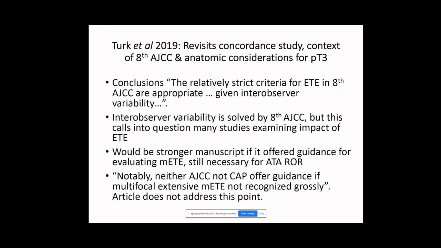It does, of course, call into question many studies that have examined the impact of ETE. However, bear in mind that you can't really use the Sioux study for comparison with this very low concordance rate, because the Sioux study does not really replicate what happens in real life among pathologists. Now, the Turk study would be a stronger manuscript if it offered specific guidance for evaluating microscopic ETE, because it's still necessary. Now, the authors write in the introduction, notably, neither AJCC nor CAP offers guidance if multifocal extensive microscopic ETE is not recognized grossly. But the article also doesn't offer guidance on that. Next, please.